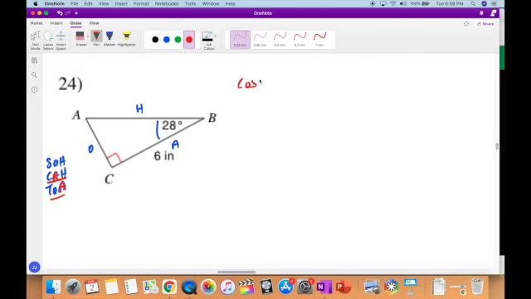So the cos of 28 is equal to the adjacent, which is 6, over the hypotenuse. So therefore the hypotenuse is equal to 6 over the cos of 28. I skipped a couple of steps there, so I hope you guys are following that. It's equal to 6 divided by the cos 28, which is 6.8 for the hypotenuse here. I don't know if you got 6.8. Yes, thank you.